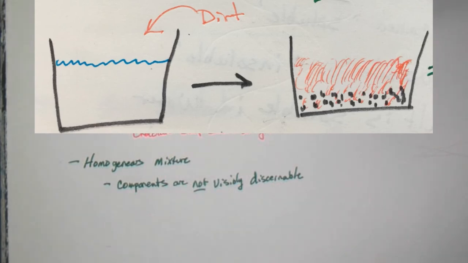Okay, so that would be a homogeneous mixture, and not only that, but if you get it to the point where it'll stay black forever, that, okay, is where we come up with what a solution is.